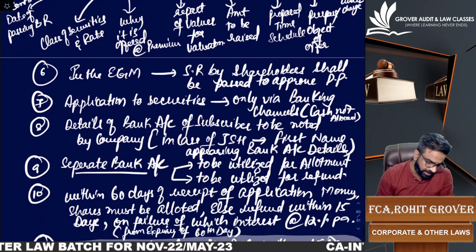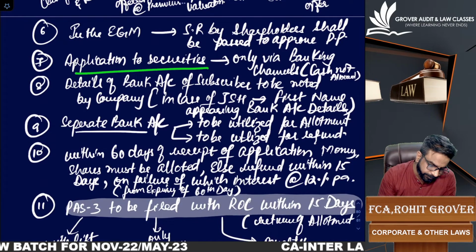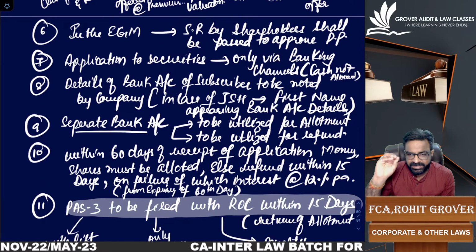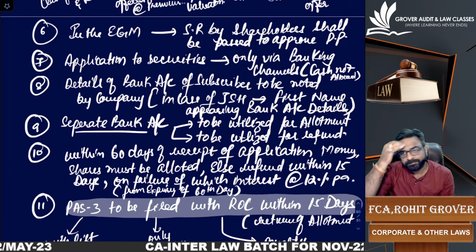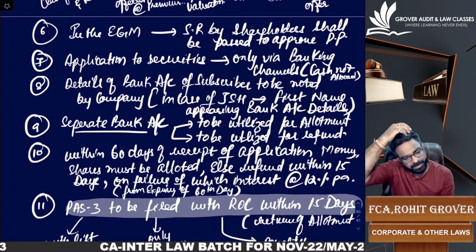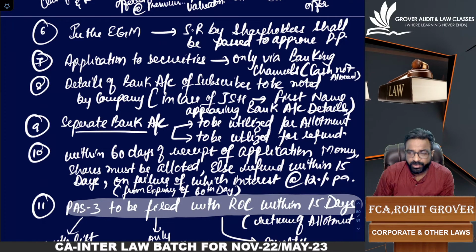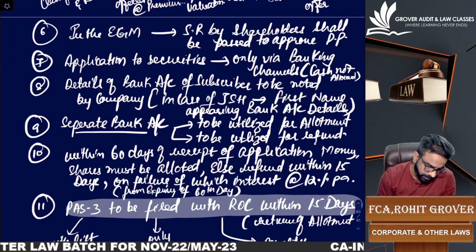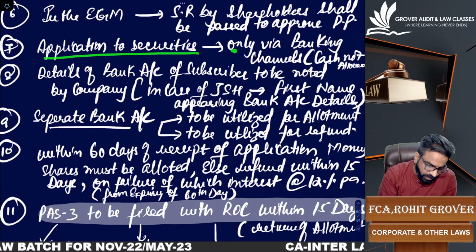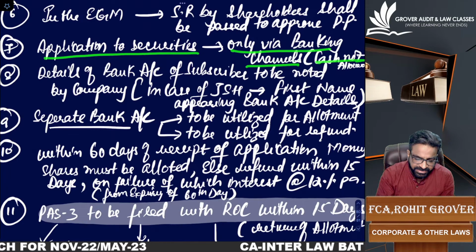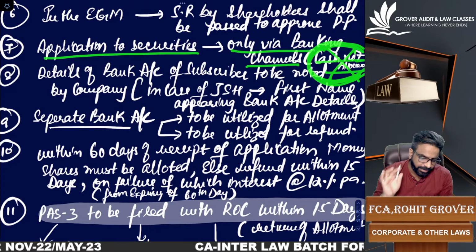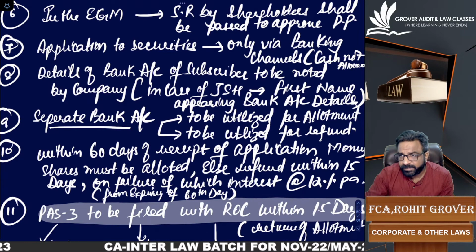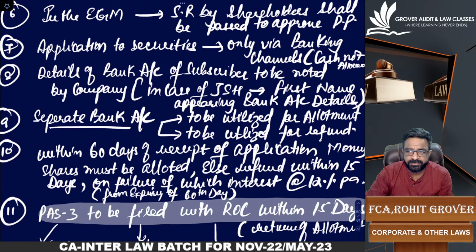What is happening in the 7th point? Read. Application to securities only via banking channels, cash not allowed. When I sent you the PS4, are you going to send me the money or not? Yes, sir. I sent you the PS4 because you were one of the selected parties. Are you going to send me the money? Yes, sir. How are you going to send me the money? Via cash or via banking channel? Banking channels. So the application to the securities is only via which channels? Banking channel. Is cash acceptable or not? Not allowed. I hope each and every rule is going inside your head, everyone. Yes or no? Yes, sir. Is it clear?